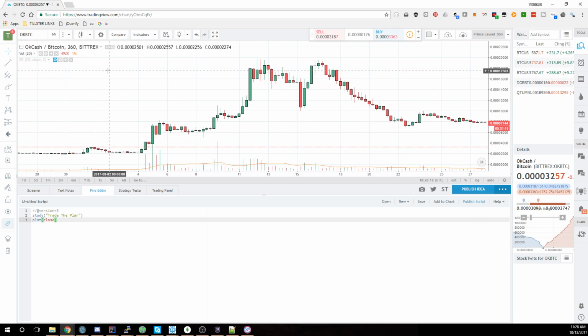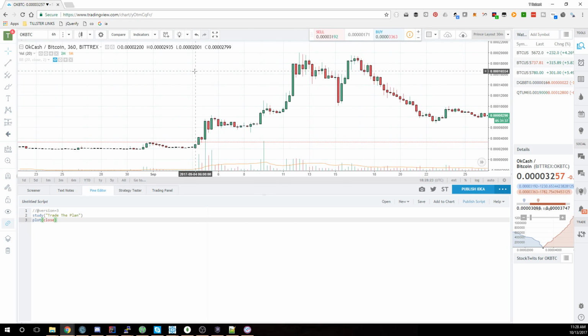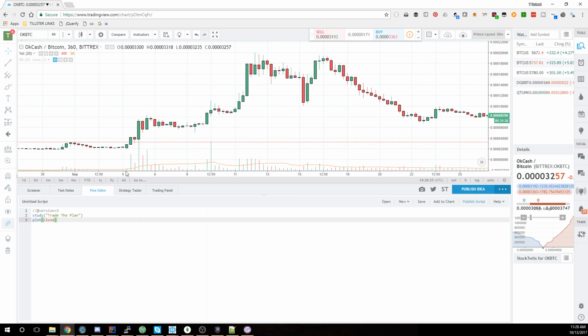Go study the tutorials. Go study the TradingView wiki. Go study other people's indicators. You can come in here and pull up somebody's indicators and then click on this and see the code. You can actually see what the code is doing.